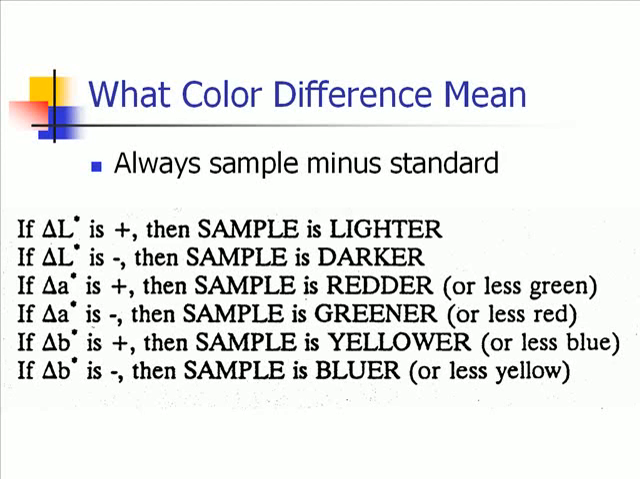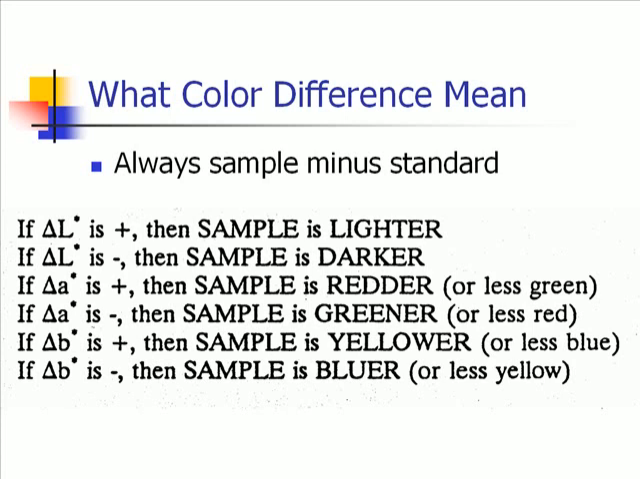If A is negative, then the sample is greener or less red. Technically the same thing. If the B value is positive, the sample is yellower or less blue. And if the B value is negative, then the sample is bluer or less yellow. So just by looking at the delta numbers from your standard and your sample, you can tell roughly how the differences of your two colors are.